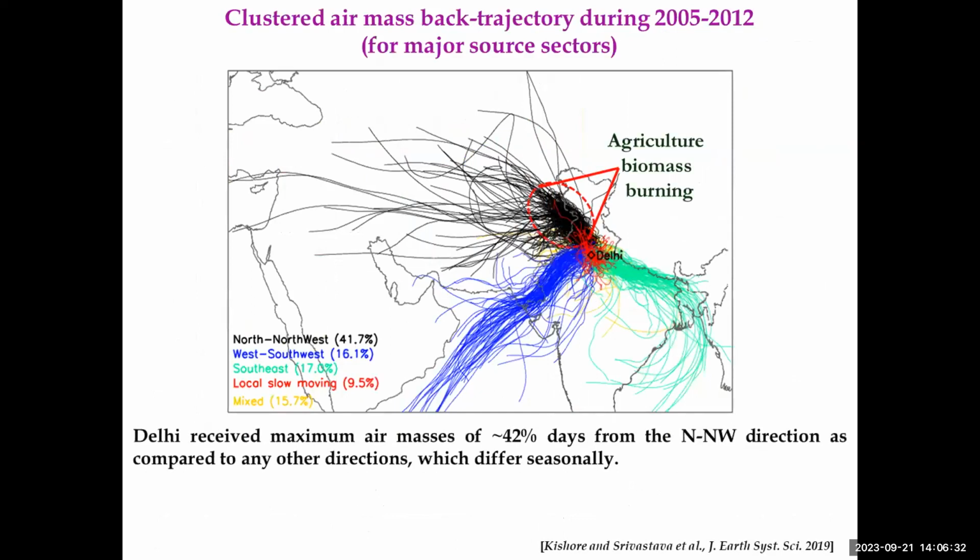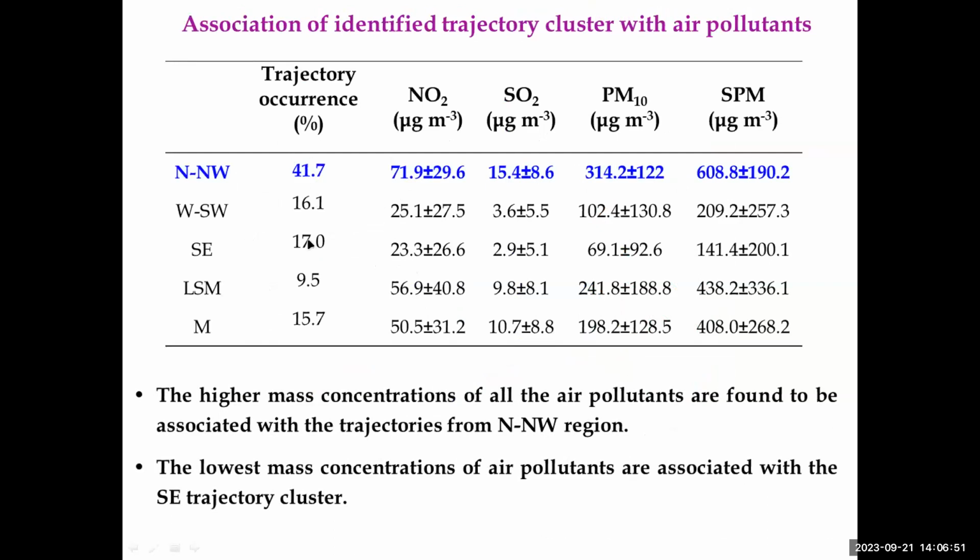We have also investigated their probable sources, mostly using air mass back trajectory analysis. Most of the time air masses were found to be coming from the northwest side, which is highly dominated by agriculture biomass burning sources. Also, we have correlated this back trajectory occurrence with the observed pollutants, and during northwest back trajectories, it is highly correlated with the observed high amount of air pollution over the region.